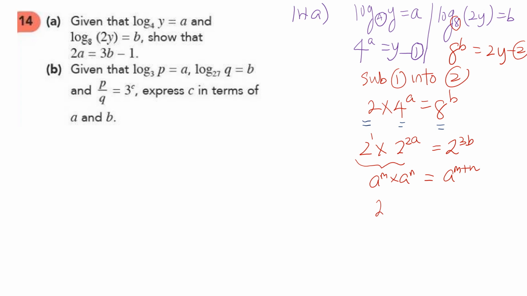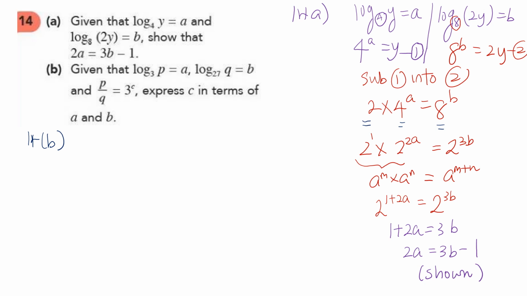So that will give us 2 to the power of 1 plus 2a equals 2 to the power of 3b. And since we have the same base on both sides, we can just equate the powers. So 1 plus 2a will just be equal to 3b. And we have to make 2a the subject, so subtract 1 on both sides. So 2a will just be 3b minus 1, which is what you are required to show. Right, so that's how we do 14a. Not too difficult. Let's look at 14b.